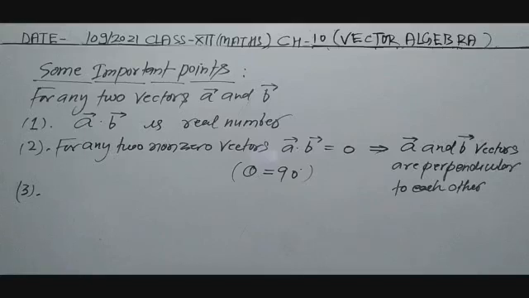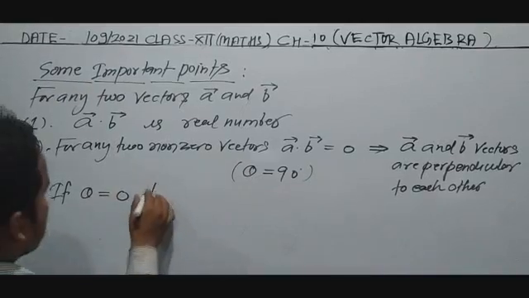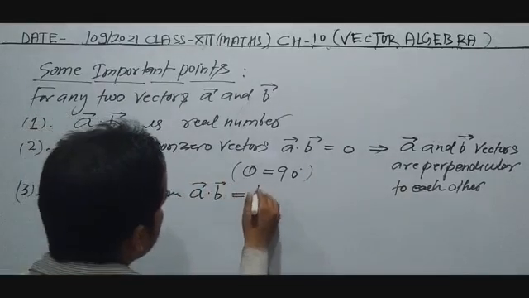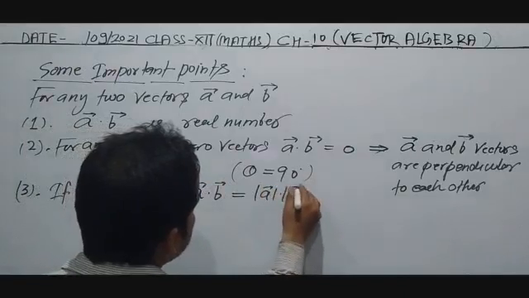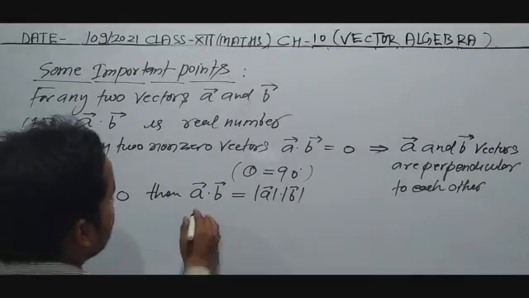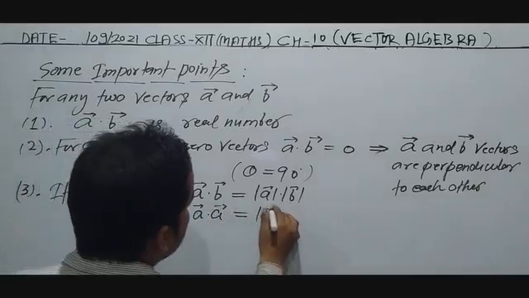Third point is, if theta is equal to 0, what can we say about vector A and vector B? Then we can write vector A dot vector B is equal to mod of vector A into mod of vector B and cos 0. Cos 0 value you know, that result is 1. Or in particular, we can write vector A dot vector A is mod of vector A whole square.